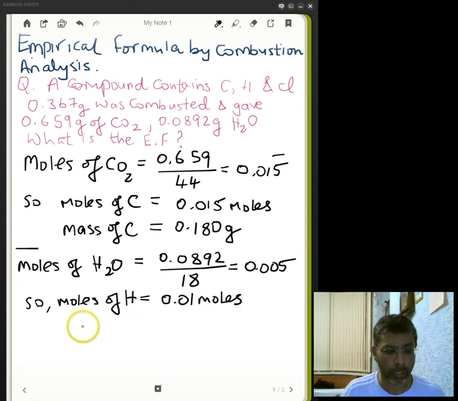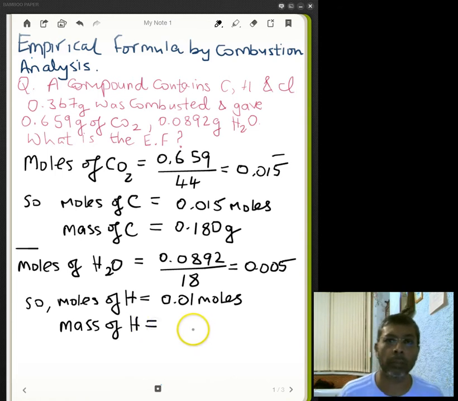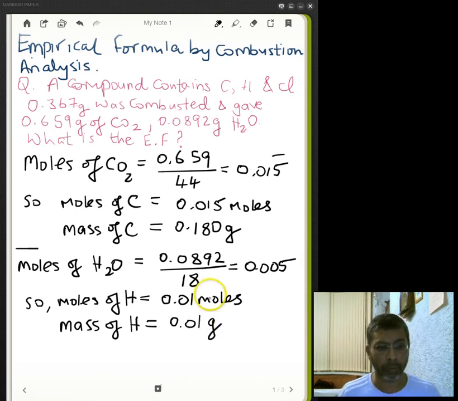Okay, let's work out the mass of hydrogen. And for this, it's moles times the molar mass, so it's 0.01 times 1. That's 0.01 grams. Okay, so we've got the mass of carbon, we've got the mass of hydrogen, and now we can work out the mass of chlorine.